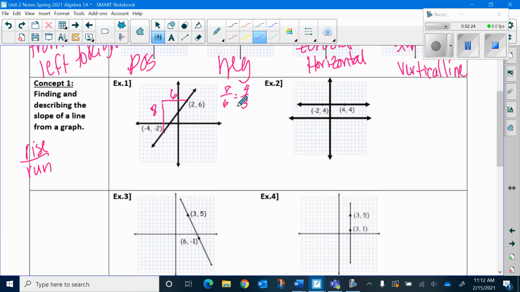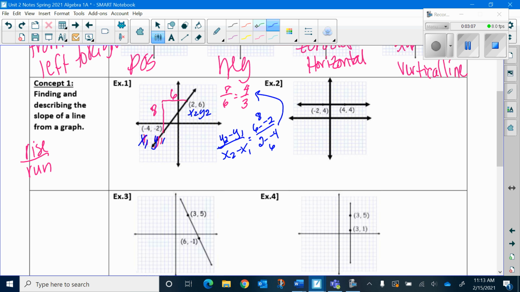Now, the other way I could do that is the 2 points, because I actually give you the 2 points. We could label it x1, y1, x2, y2. And we could use the formula that we know, which is y2 minus y1 over x2 minus x1, which in essence would give me 6 minus negative 2 over 2 minus negative 4. And I also get the same thing, because that would give me 8, and this is going to give me 6, and then reduces to 4/3.